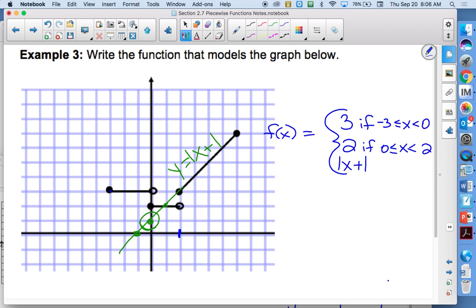And then Mackenzie, if it starts right here, can you give me the domain? 2 is less than or equal to x, which is less than or equal to 6. Nice job. So the graph does stop here. It doesn't go on forever. It stops at the value of 6 for x. Questions?